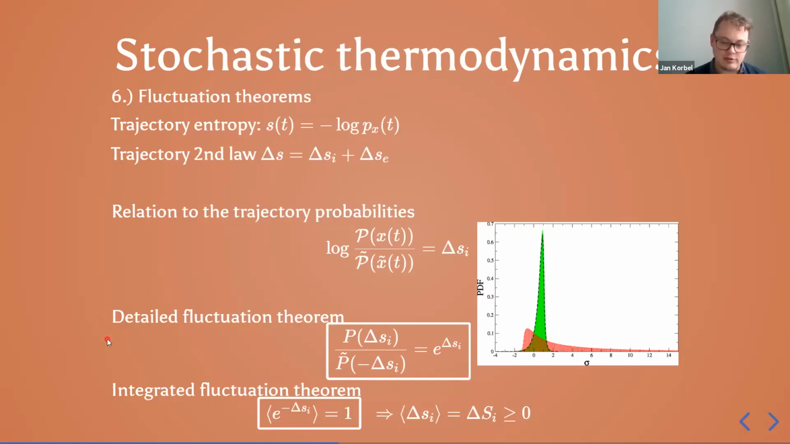And the integral fluctuation theorem, so when you integrate over all trajectories, tells you that this expected value is always one. And from this, you can easily derive that the ensemble average entropy production, when you average over all trajectories, is always non-negative. So for ensemble averaging, which means getting back to macroscopic systems by a large number of repetitions, you recover the second law of thermodynamics again. Good.